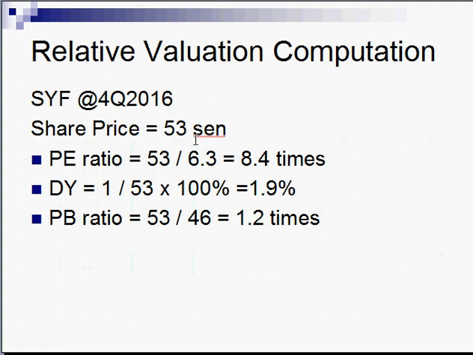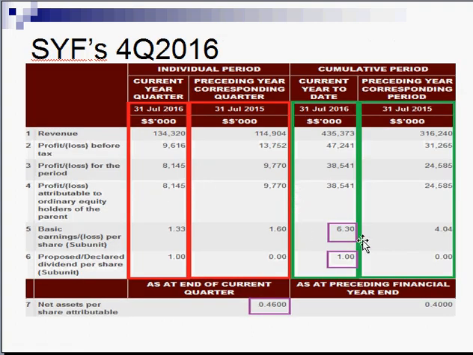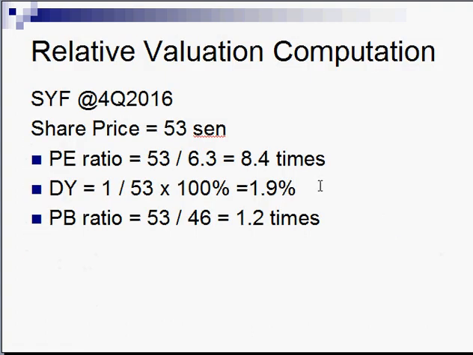Now with these numbers, we can do our relative valuation computation. Right, SYF fourth quarter 2016 numbers, and at the time the share price is around 53 cents. So the PE ratio would be, you take 53 cents, the share price, divided by the earning per share of 6.3 cents. 6.3 cents is obtained from here, right? So you have 8.4 times.